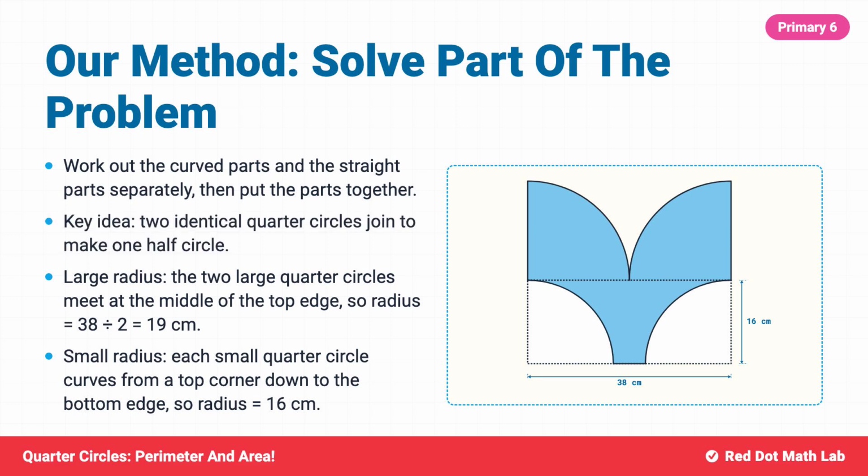Here is the key idea. Two identical quarter circles always join to make one half circle. Do you see? That will make our working much shorter. Next, the radii. The two large quarter circles meet exactly at the middle of the top edge of the rectangle, so each large radius is 38 divided by 2, which is 19 centimeters. And each small quarter circle curves from a top corner of the rectangle all the way down to the bottom edge. So the small radius is the height of the rectangle, 16 centimeters.